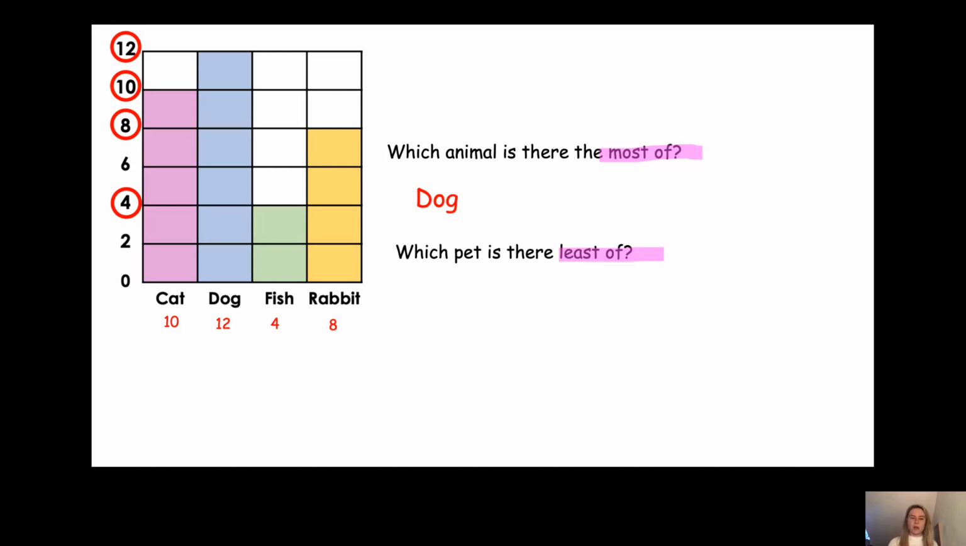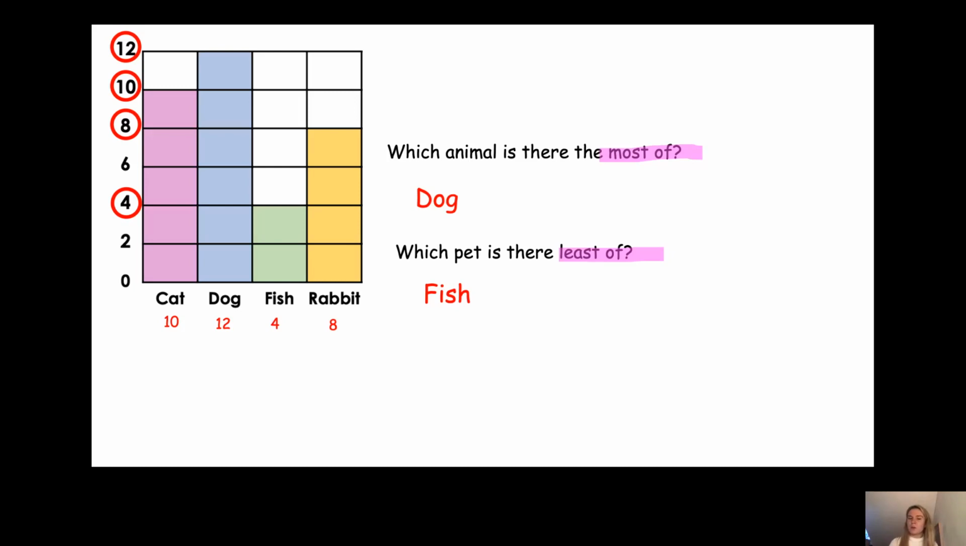Okay, yeah. So when we find the least of something, we don't find the largest number like the most of, we find the smallest number. Now we have 10 cats, we have 4 fish, and we have 8 rabbits. I'm not going to include dogs because we know that there are the most dogs. So we've got 10 cats, 4 fish, and 8 rabbits. Which is the smallest number here? Yes, you're right, fantastic. It's 4, and there are 4 fish. So therefore, a fish is the type of animal which there is the least of in the shop.